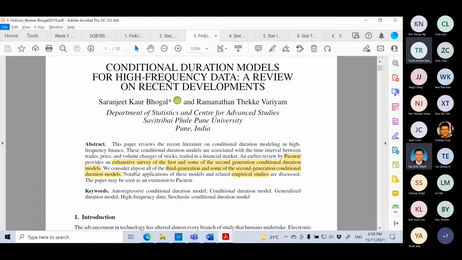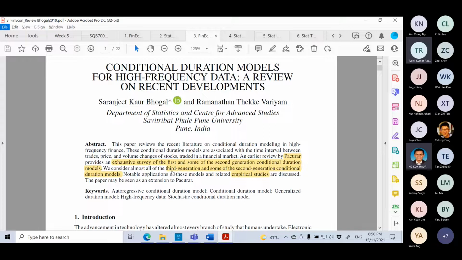So we consider almost all the third generation and some of the second generation models. So this one is their extension. And then they also provide some related application to this model. Because if you just provide the model itself, and you do not provide the real application, people may not know why your model is so important.